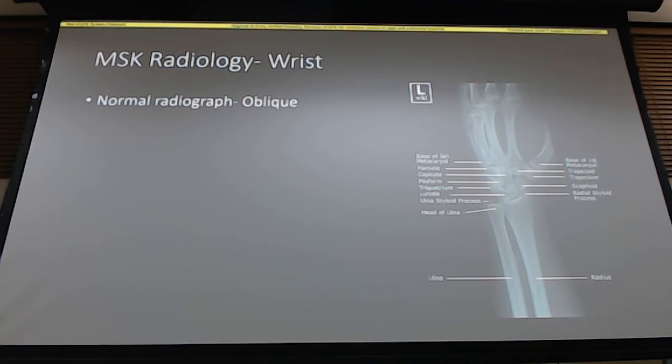Okay? This is an oblique view. Would you agree that the distal end of the ulna and the radius are not overlapping in this? Everybody paying attention? They look like they're oblique to each other. Well, that's an oblique view.